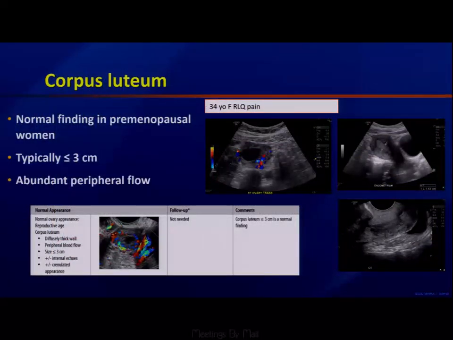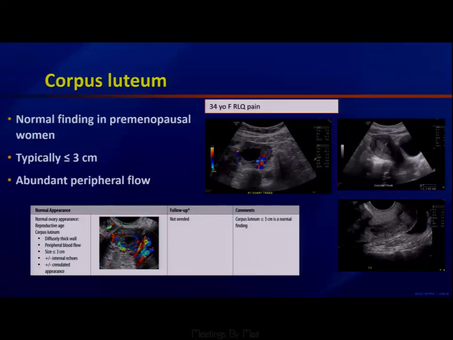Another normal structure, which we need to confidently call benign, is the corpus luteum. It's a normal finding in a premenopausal patient. It's what happens to the follicle once the ovum has been liberated. It's meant to release progesterone in anticipation of fertilization and potential pregnancy. These are typically small, 3 centimeters or less, with abundant peripheral flow and a thick wall. No follow-up needed for these typical corpus luteum.